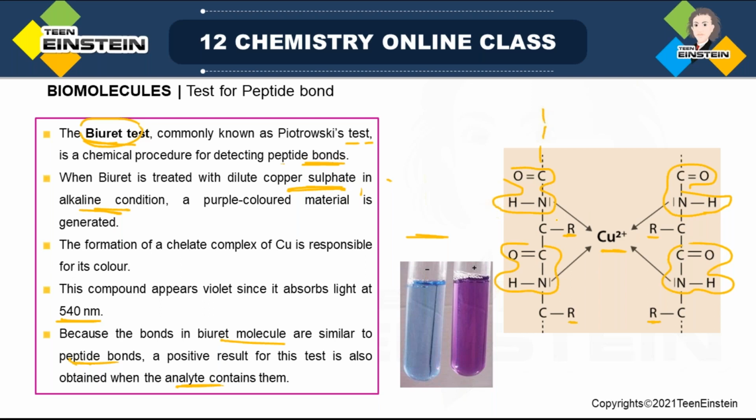What is required is that a peptide bond must be present, and it is coordinating with copper 2+. Before the reaction, if you take simple copper sulfate, the solution is blue in color. If you add this copper sulfate to a sample or analyte where a peptide bond is not present, there will be no change in color. The color will remain the same, and this is a negative test. But if a peptide bond is present, the color will change from blue to purple, and it indicates that the test is positive.